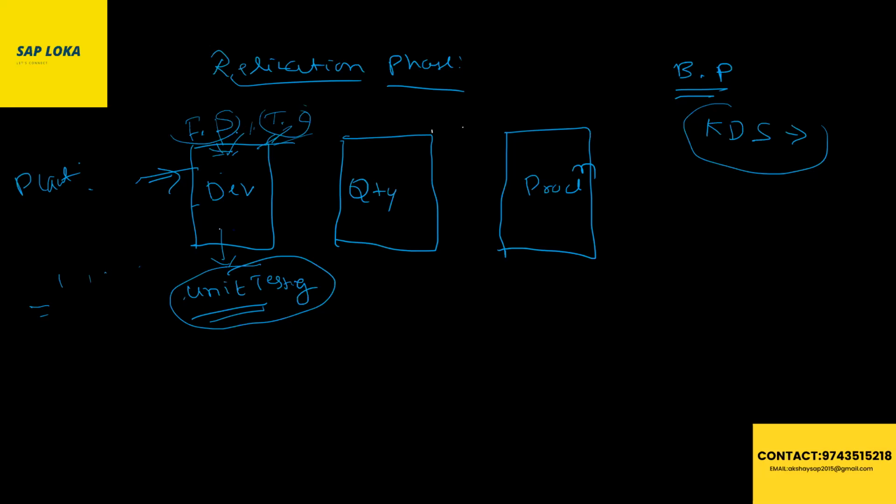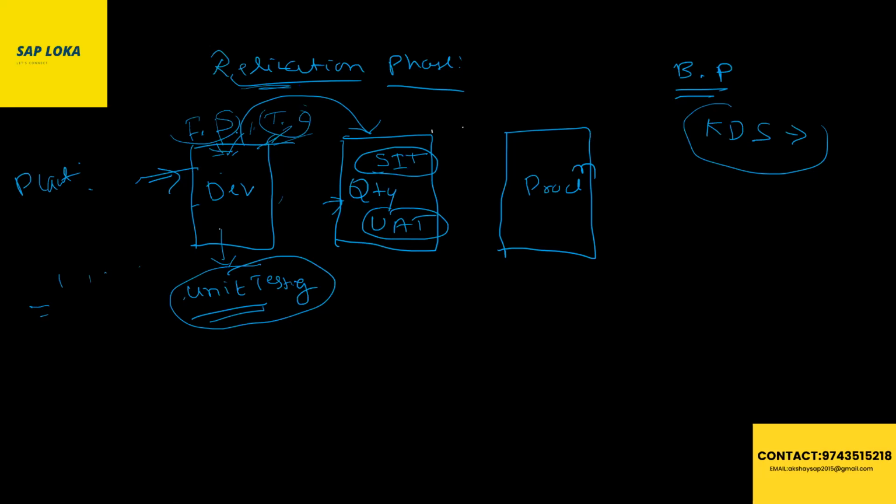Okay, so as of now, in the development server we are doing the configurations, and here only we'll do the unit testing. Once the testing is done, whatever we have configured, all this data we will move to the quality server. Here we'll do system integration testing, SIT, and then UAT, user acceptance testing. These two will be done in the quality server.